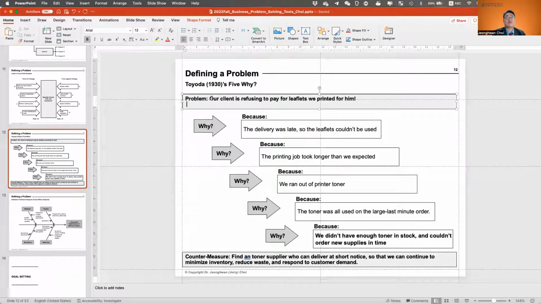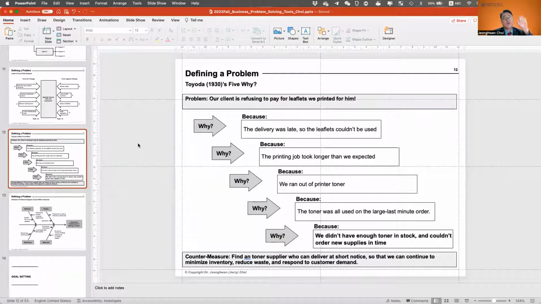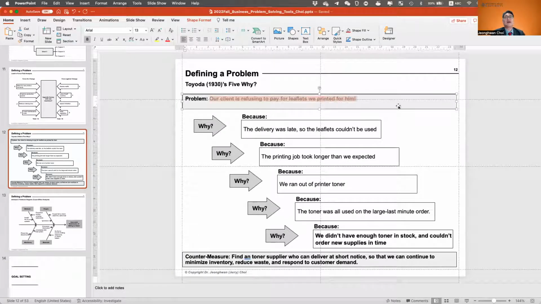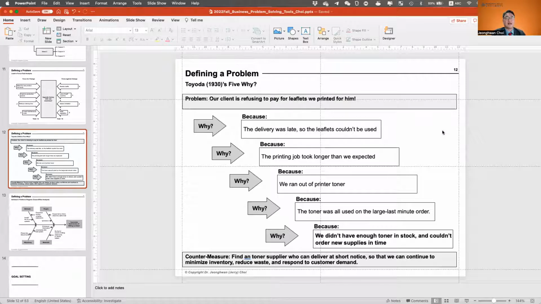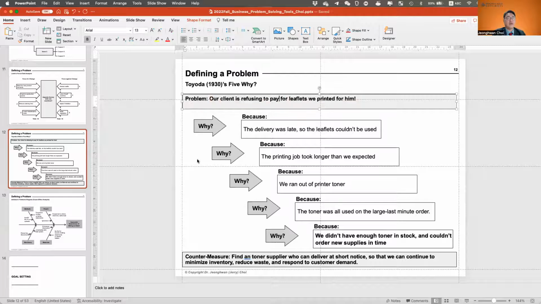Simply, you write down the problem, and we simply ask why 5 times. This simple technique can give us an insight into the root cause of the problem. Problem: our client is refusing to pay for the leaflets we printed for him. That's a printer shop, copy machine, printer shop. Why is our client refusing to pay?